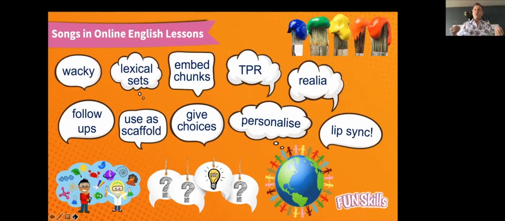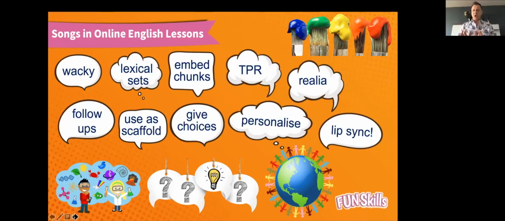Linked to this, the power of personalization around a song, making it meaningful and individualized to children's own lives, is so important when using songs online. And I'll be sharing ideas with you around the songs I demonstrate today, which bring in all of these principles.